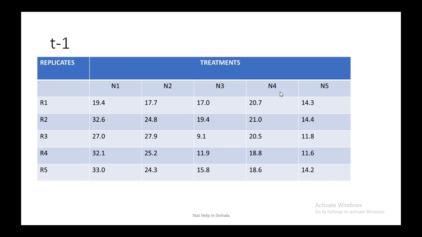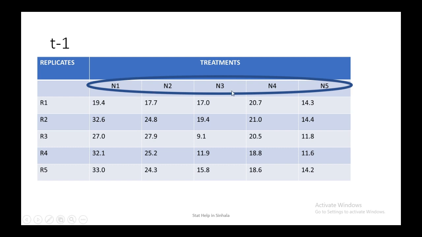Then we have to calculate the degrees of freedom for treatment. Degrees of freedom for treatment is T minus 1. T is the number of treatments. In here there are 5 treatments, so the number of treatments is 5. 5 minus 1, so degrees of freedom is 4 for the treatment.